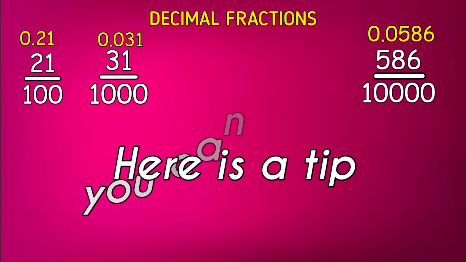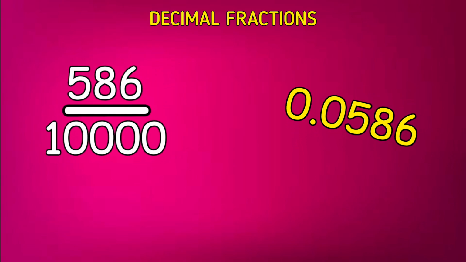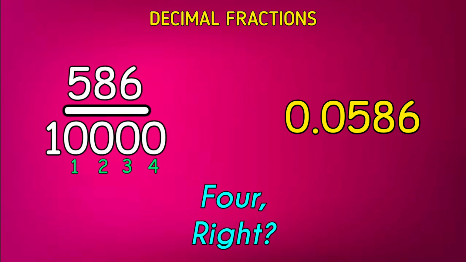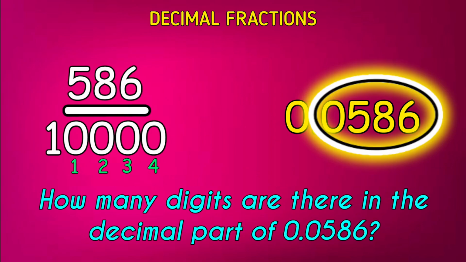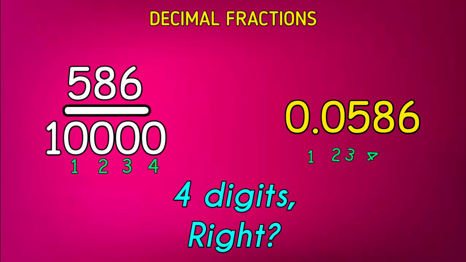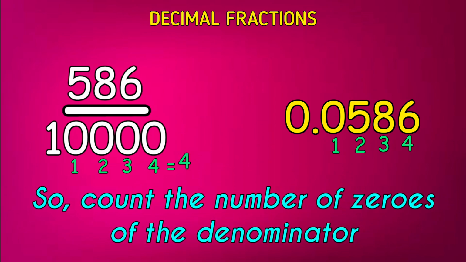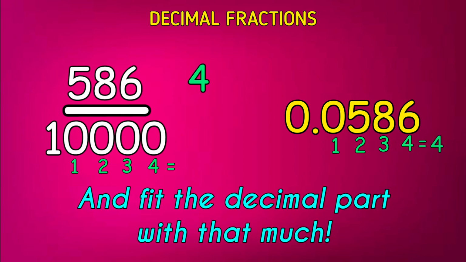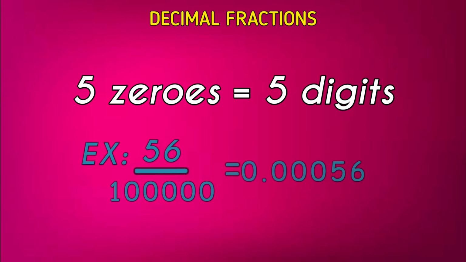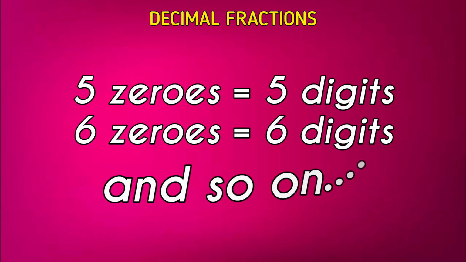Here is a tip you can apply. Let's see the third example. 586 by 10,000 and 0.0586. How many zeros does 10,000 have? 4, right? How many digits are there in the decimal part? That is 0586. 4 digits, right? 0, 5, 8 and 6. So count the number of zeros of the denominator and fit the decimal part with that many digits. 5 zeros is equal to 5 digits. 6 zeros is equal to 6 digits and so on.